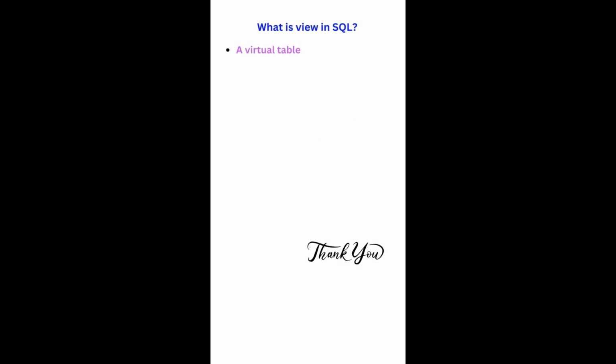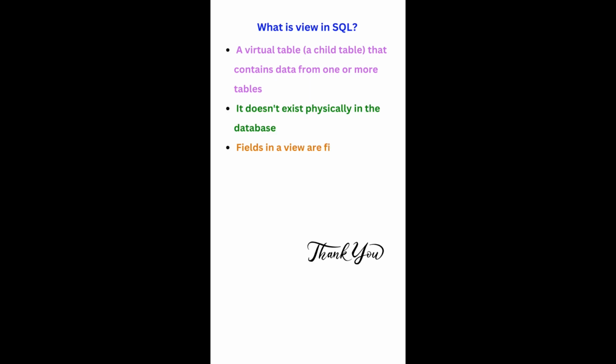What is view in SQL? View is a virtual table, a child table, that contains data from one or more tables. It doesn't exist physically in the database. Fields in a view are fields from one or more real tables in the database.